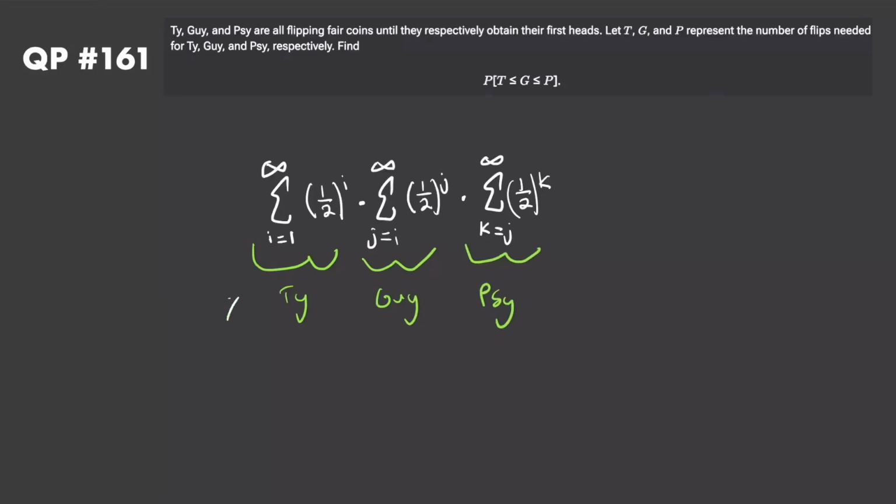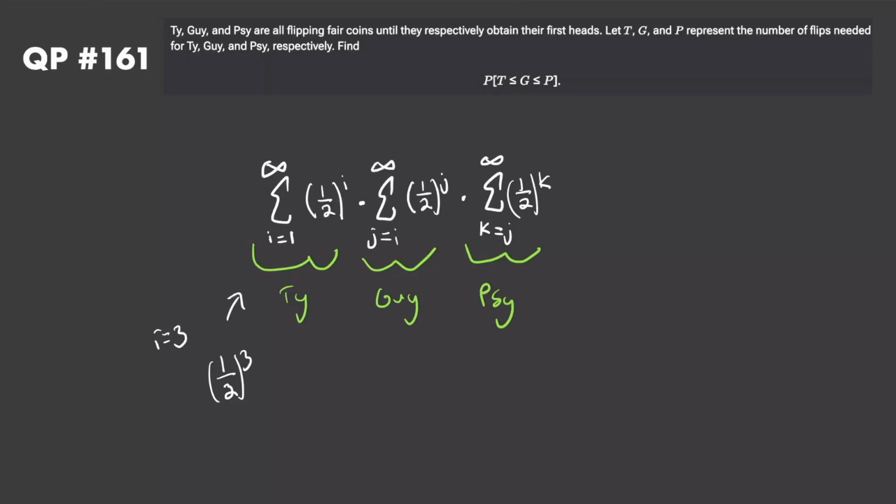So for instance, if I equals 3, then we'll have 1/2 to the power of 3. That's the probability that it takes Ty exactly 3 flips to get a heads. So here I would be equal to 3. This is just an example. And then right here, you can see that we're taking J equal to I. So we're just summing up over all the possible values that G can take, right? The number of flips for Guy. And that's going to be 1/2 to the power of 3 or 4 or 5 or anything up to infinity, right? That's why we have that sum there.